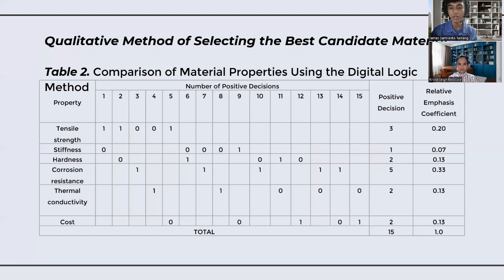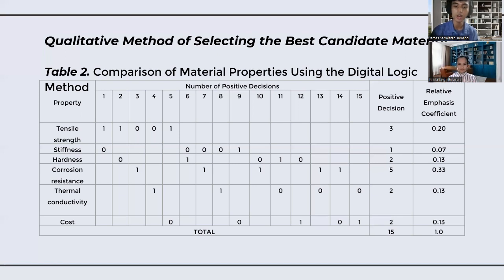Further, the table shows how the properties are evaluated using the scaled factor. 1 and 0 in this case pertains to the relative importance of the property, where 1 is important while 0 is less important. Among the properties listed are corrosion resistance, which has the greatest value for relative emphasis coefficient, followed by tensile strength, thermal conductivity, cost, hardness, and stiffness.